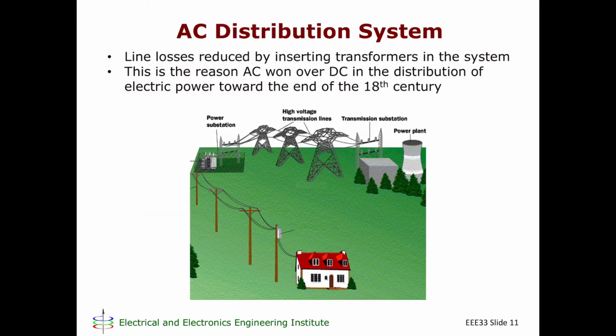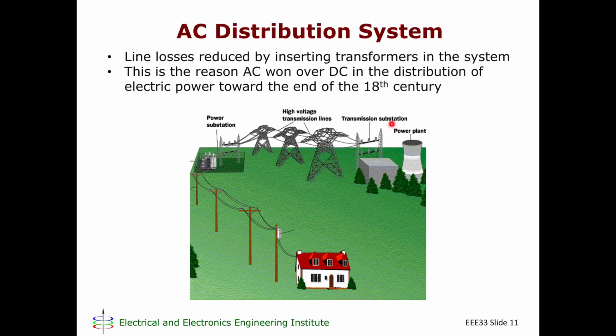And that's why our electrical distribution systems nowadays are AC. AC won over DC in the distribution of electric power when that was being decided toward the end of the 18th century. You had Thomas Edison, who was the chief proponent of DC, and you had Tesla, who was the chief proponent of AC. Unfortunately, or fortunately, AC won over DC. The reason is you can set up your distribution system to operate much more economically if you use AC.